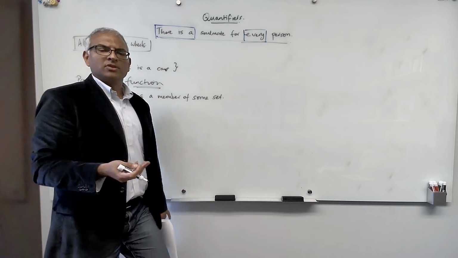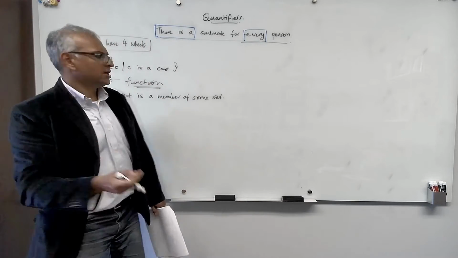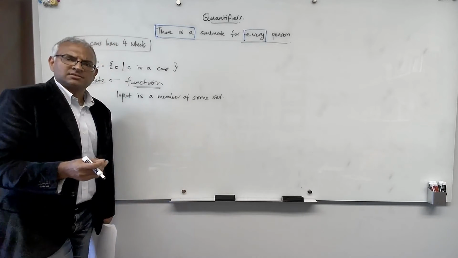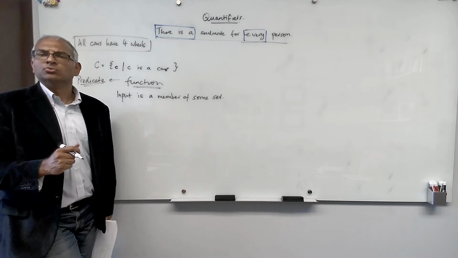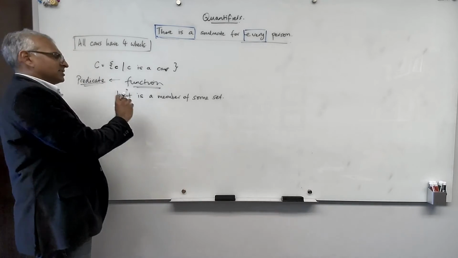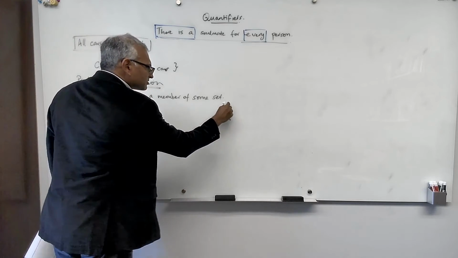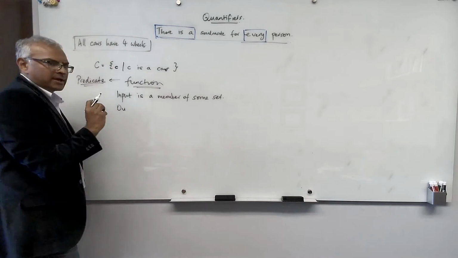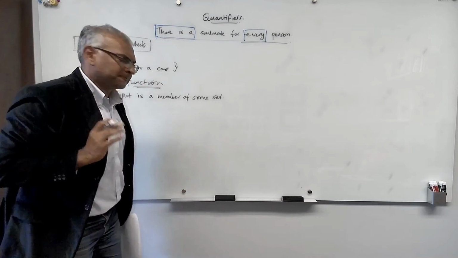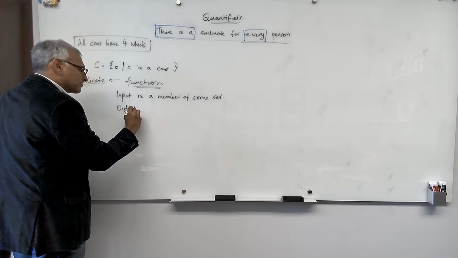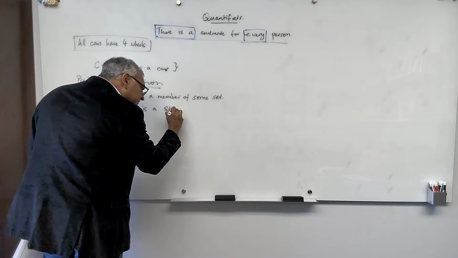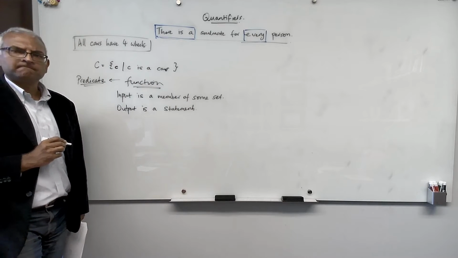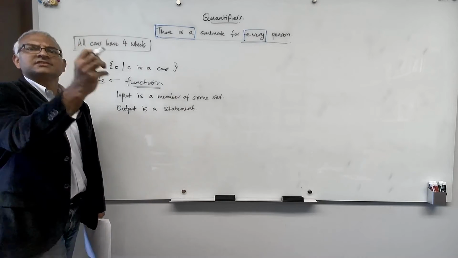Just like functions, a predicate can have more than one input. A function of x and y, for example. A predicate could take as input two objects, a member from set 1 and a member from set 2. But for the moment, let's consider a simple function. The input is a member from some set, for example, this set. The output, now this is where the predicate becomes kind of unfamiliar, is a statement. It's not a value, it's a statement.